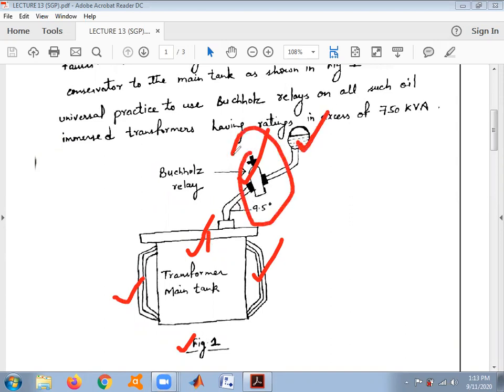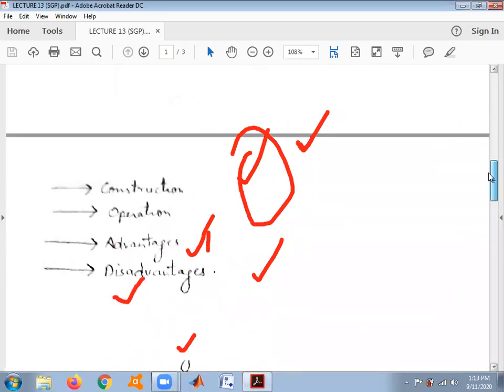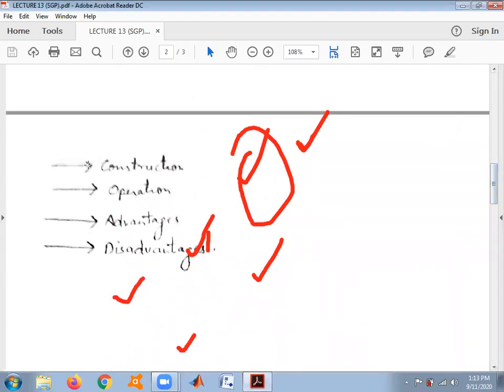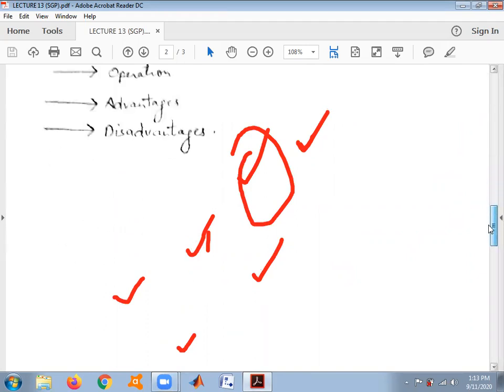So in today's topic, we are going to discuss the Buckholz relay construction, its operation, and its advantages and disadvantages in detail.